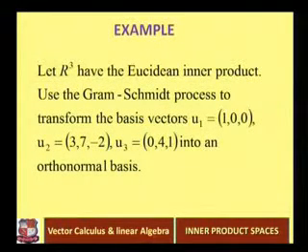Let R3 have the Euclidean inner product. Use the Gram-Schmidt process to transform the basis vectors u1 = (1, 0, 0), u2 = (3, 7, -2), u3 = (4, 0, 1) into an orthonormal basis. Here note that we convert these three basis vectors into an orthonormal basis, and the Gram-Schmidt process only converts an arbitrary basis to an orthogonal one. After that, we have to convert the orthogonal basis into an orthonormal basis by normalizing.